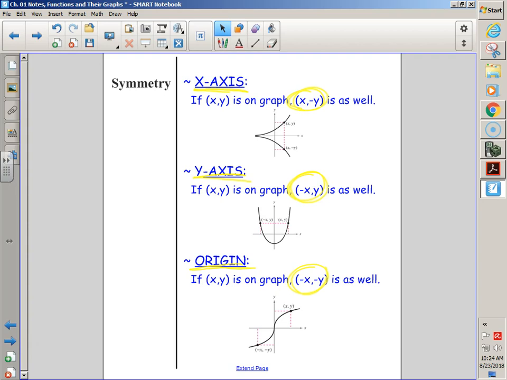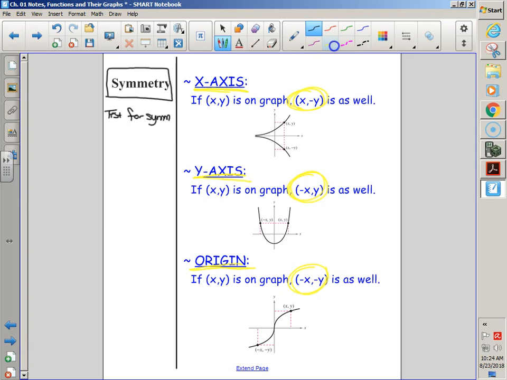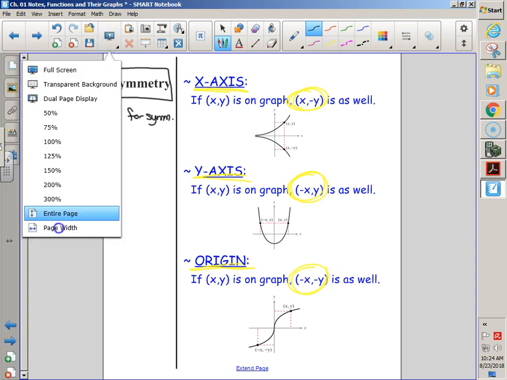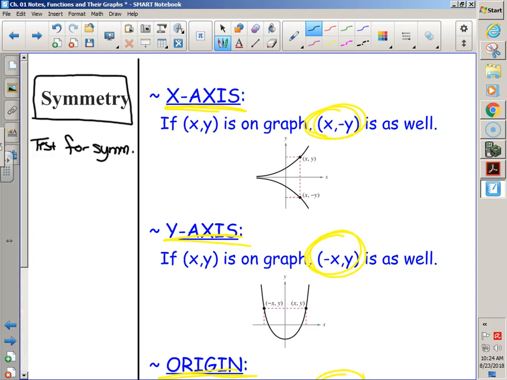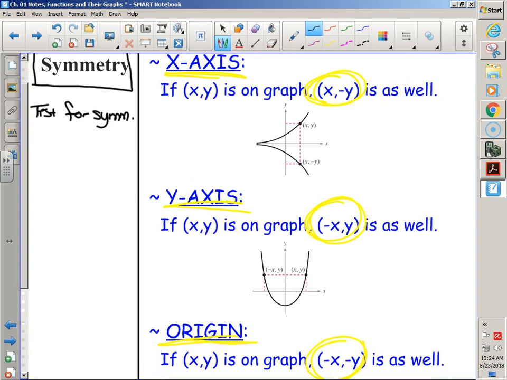Now off to the side, I'm going to write a few steps as far as how I would say to test for each of these symmetries. So symmetry is the big idea. But how to test for symmetry. I'm just going to shorten it SYMM. Let me go ahead and do page width. Let's see how much I can fit. But the letters start to get kind of small, so I want you guys to be able to see it. I'll scroll down in just a second if you're still missing origin symmetry. So how to test for symmetry.